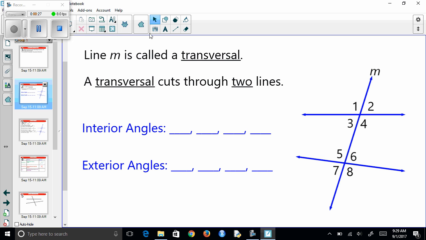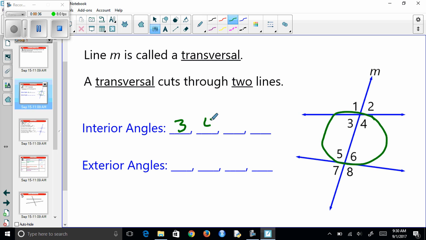Now we have some things called interior angles. Those are the angles on the inside. So that's 3, 4, 5, and 6. Now the exterior angles are the angles on the outside: 1, 2, 7, and 8. So those are our first words.